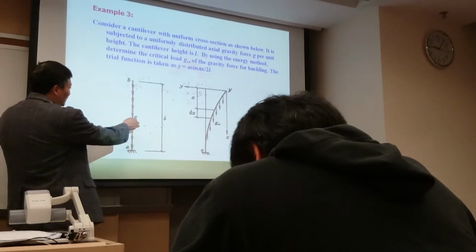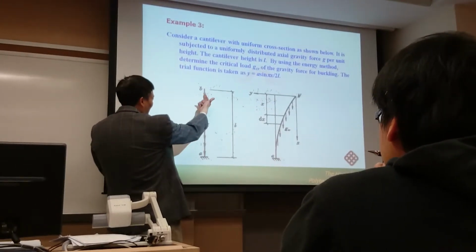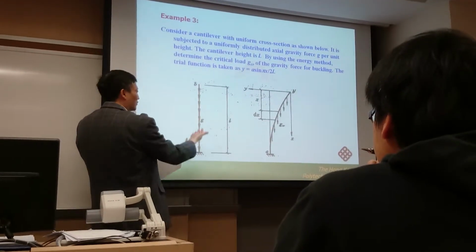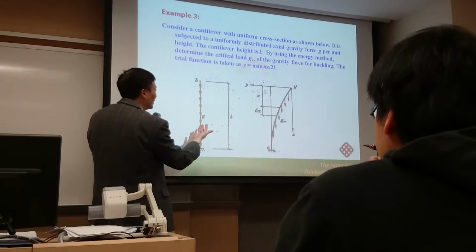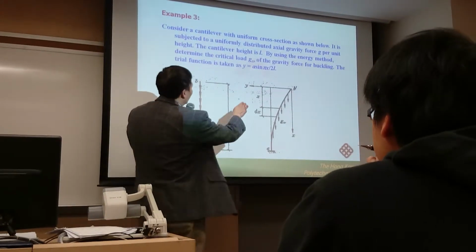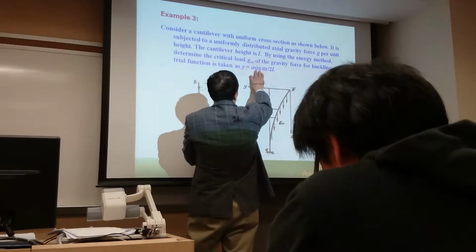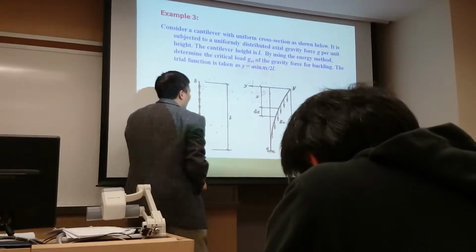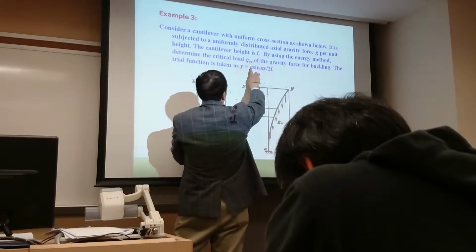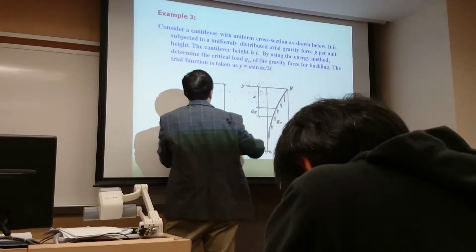So how to determine this critical load? Because now the load is a distributed load due to the self-weight of the structure. In this solution, I provide you the response function. We don't know the A value, so this is just one term. This is C1, this is phi 1.